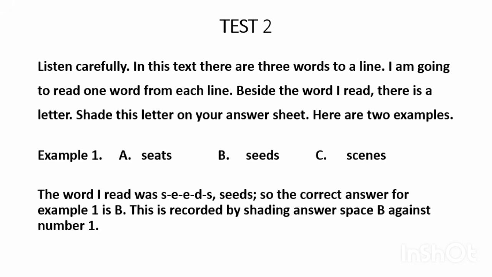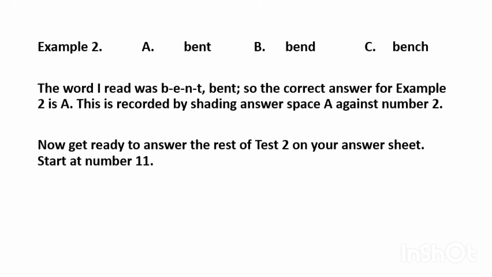This is recorded by shading answer space B against number 1. Example 2, bent. The word I read was B-E-N-T, bent. So the correct answer for example 2 is A. This is recorded by shading answer space A against number 2. Now get ready to answer the rest of test 2 on your answer sheet. Start at number 11.